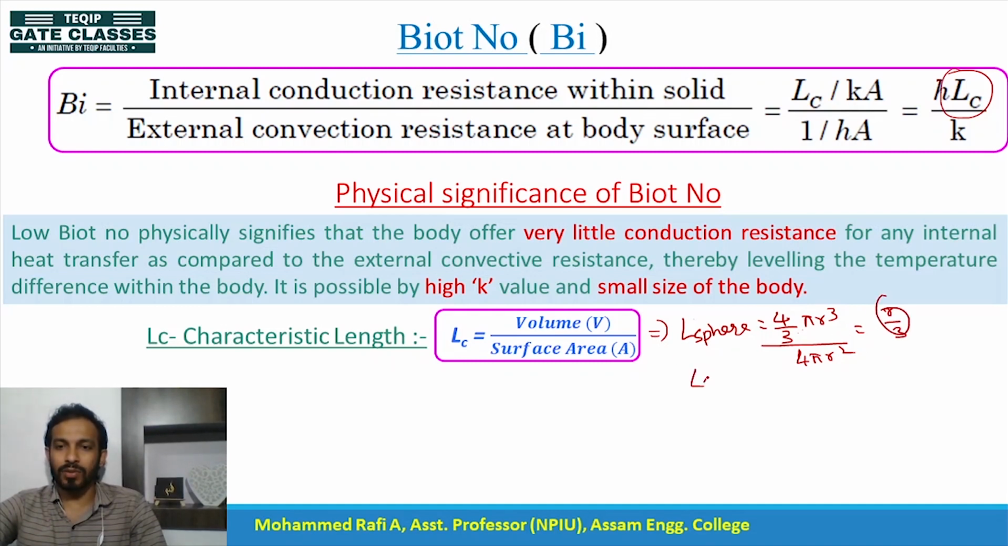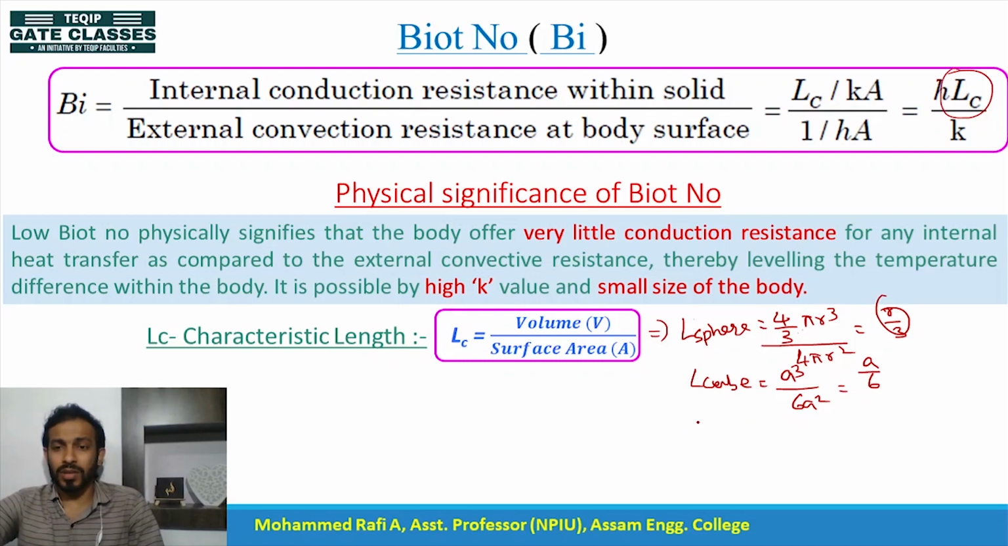Similarly, what about a cube? What is the expression for the volume? Volume is a cube, right, if the side is a. And what is the area? 6a square, right? There are 6 faces, and each face of the cube is a square having area a square. So it will be a divided by 6.